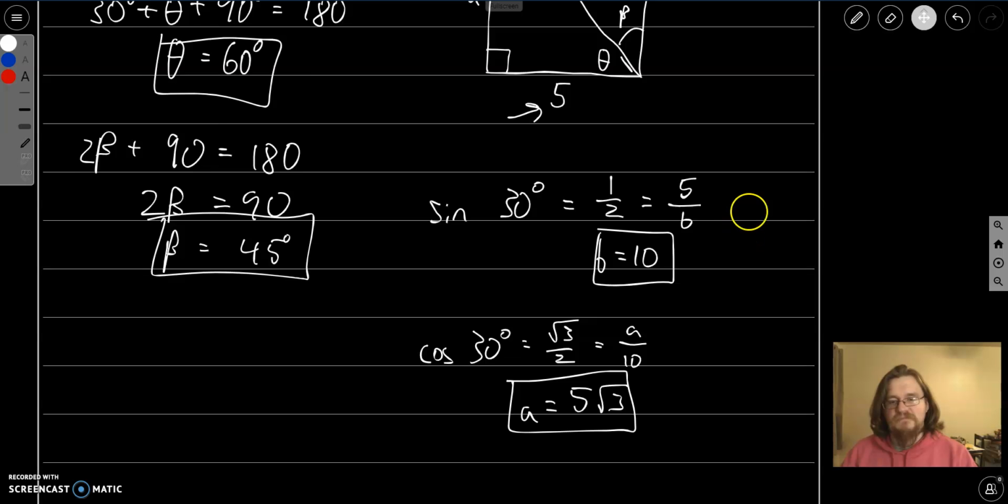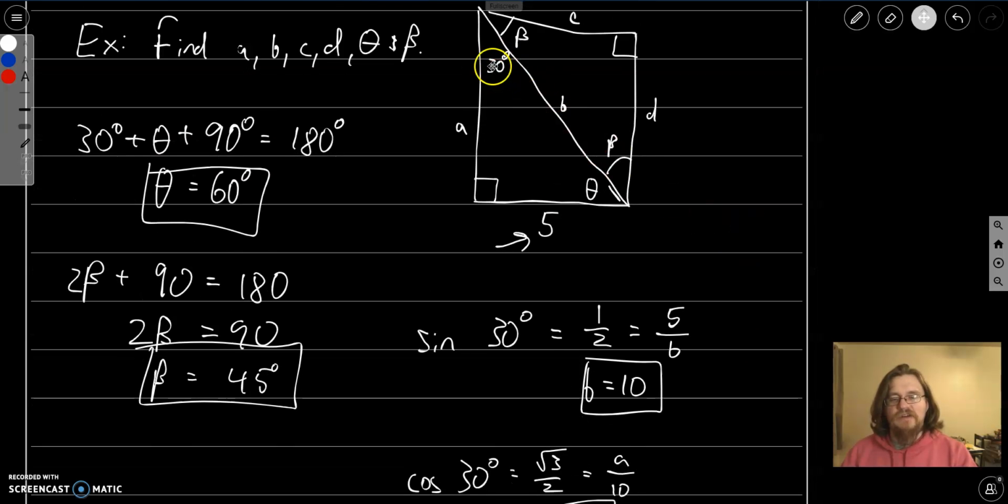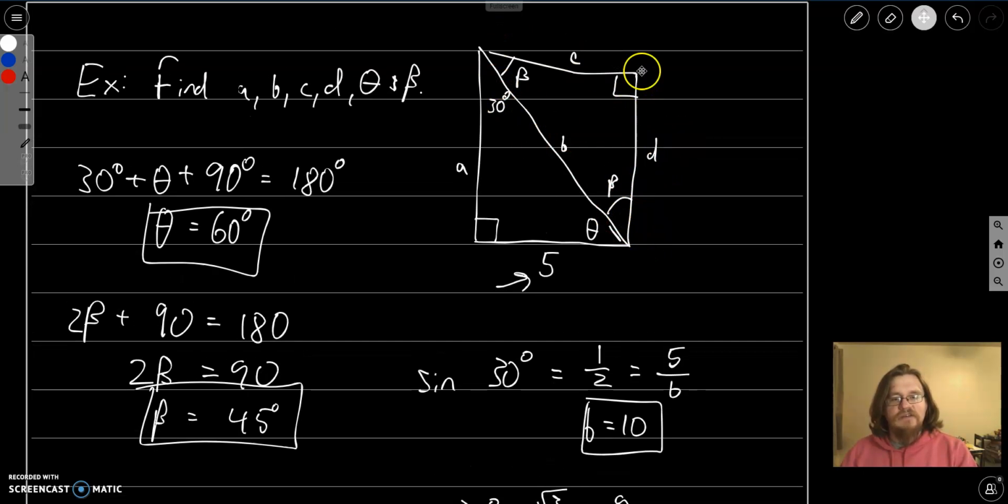So far, so good. We've just used our 30-degree angle to relate the opposite side to the hypotenuse, and then we can relate the adjacent to the hypotenuse. So now that we know the hypotenuse of this triangle, we should be able to figure out C and D. So for instance, let me fill this in really quick. So B we said was going to be 10.